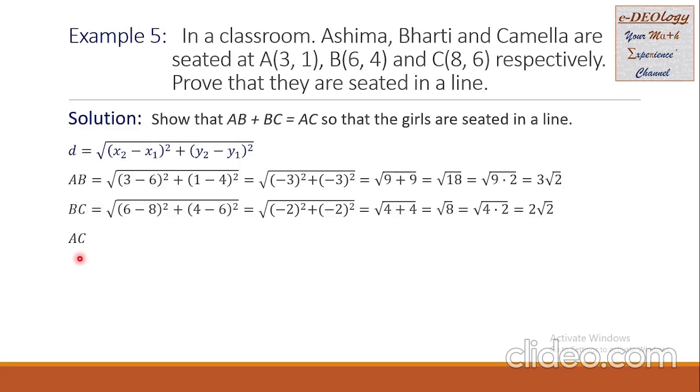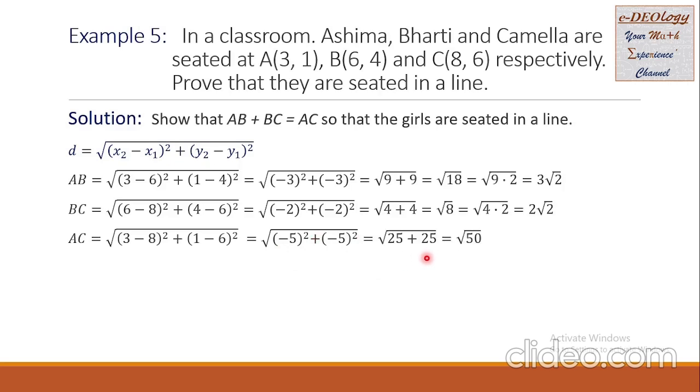Now for AC. By distance formula, we write 3 minus 8, that is squared, plus 1 minus 6, that is squared. 3 minus 8 is negative 5, that we will square, plus 1 minus 6 is negative 5, that we will square. Square of negative 5 is 25, plus 25. The sum is 50. We can simplify this as 25 times 2. This 25 is a perfect square number. We can simplify to pull it out of the radical sign. So this is 5 square root of 2.